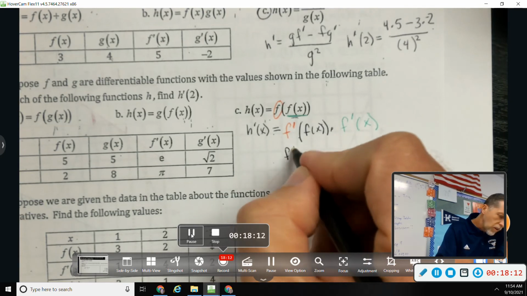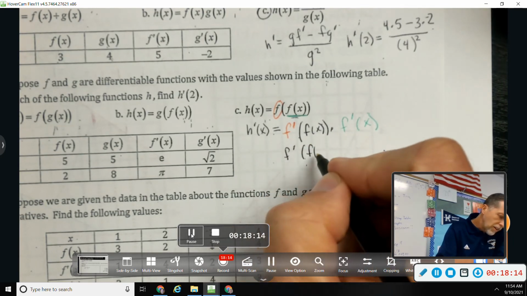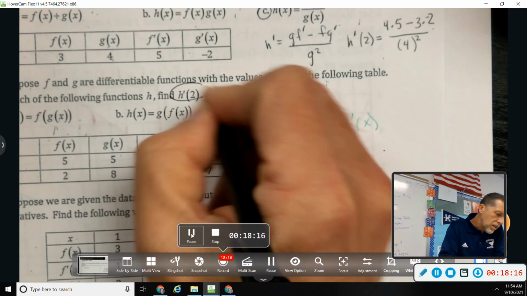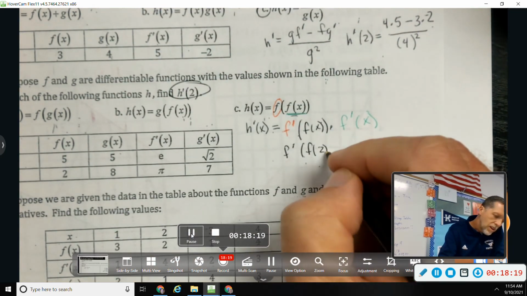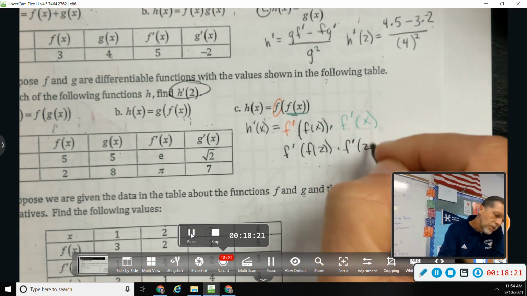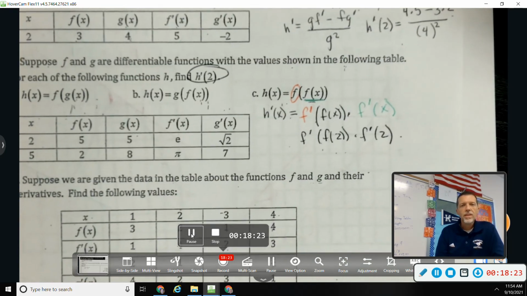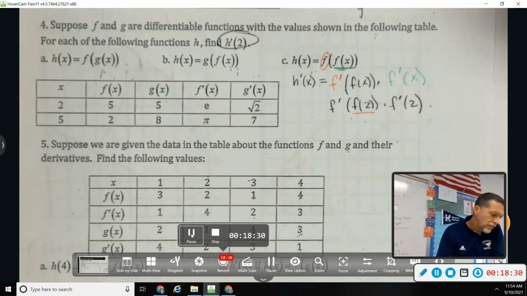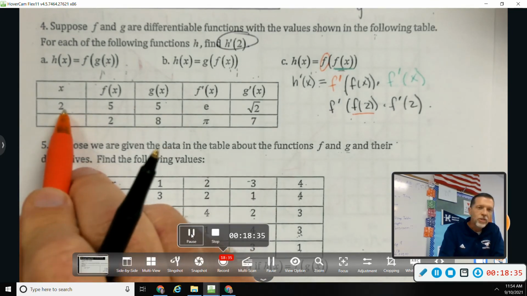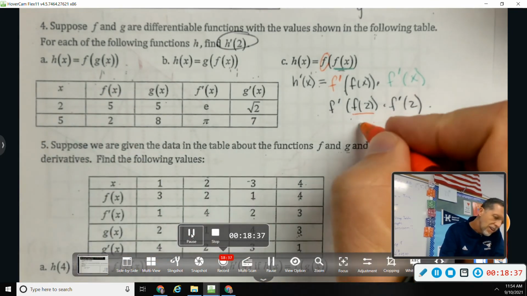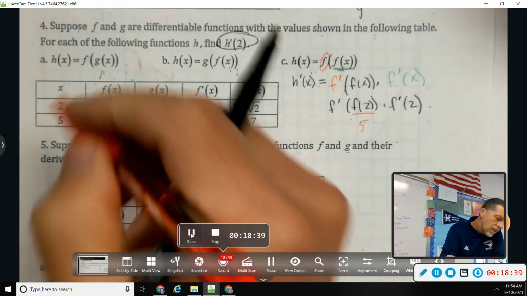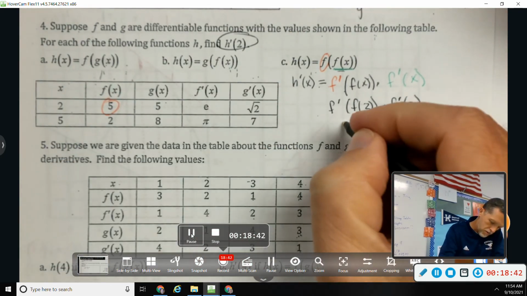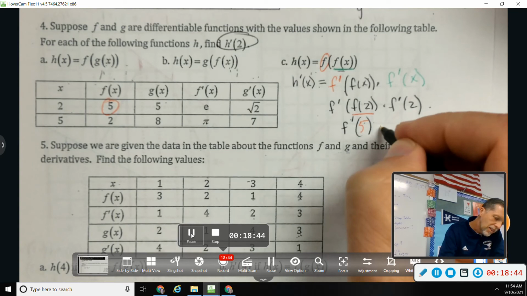So f prime of f of 2 times f prime of 2. All right, there are more numbers involved here. So what's f of 2? 5. The x value is 2, the f value is 5. So I need f prime of 5 and f prime of 2.